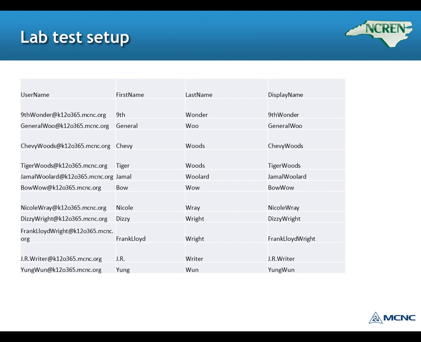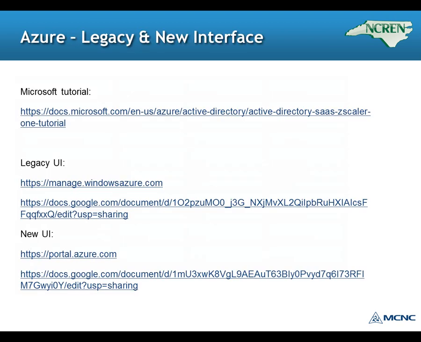So how do we turn on SAML in Azure? Well, first we're going to look at our users so you can get a feel for what our users look like. Our domain is k120365.mcnc.org. Very standard first name, last name, and display name on our users. And Microsoft has a good tutorial on doing this. It got me up and running pretty well.